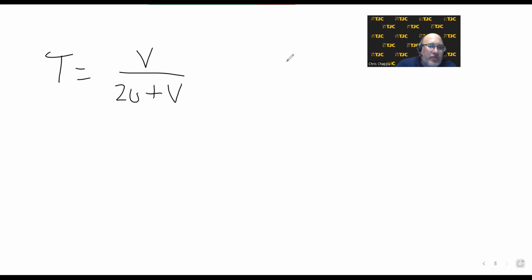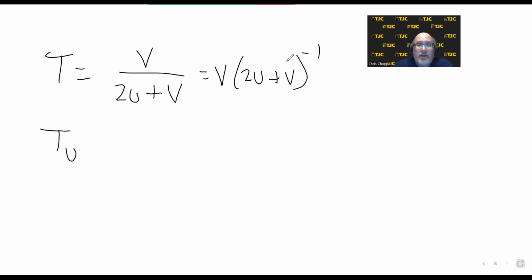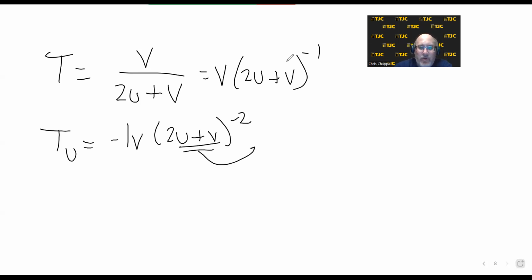All right, let's start with the partial derivative of t with respect to u. To do that, I'm going to rewrite this. I could do the quotient rule, or I could rewrite it using negative exponents. I'll do that because the quotient rule here is a little unnecessary, since the numerator is not a function of u. In other words, the numerator is constant. I could write it as v times (2u plus v) to the negative 1 power. And so the partial derivative with respect to u would be negative 1 times v times (2u plus v) to the negative 2 power, and then times the partial derivative of the inside with respect to u, which would be 2. So we would end up getting negative 2v over (2u plus v) squared.